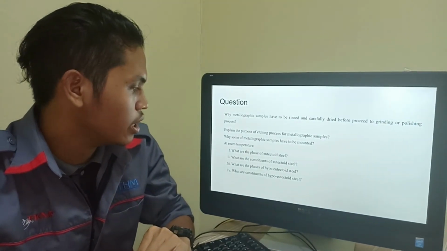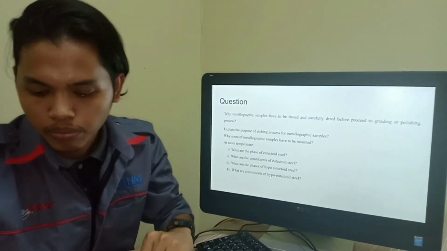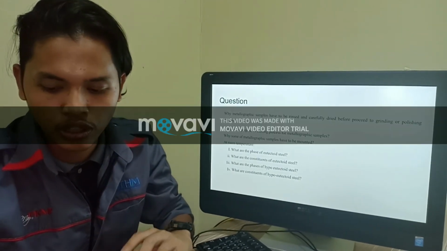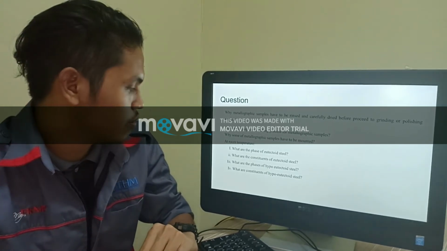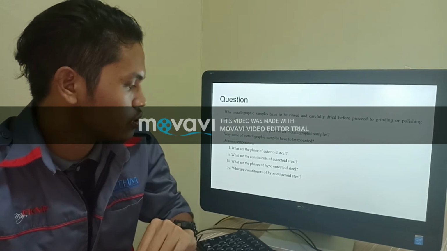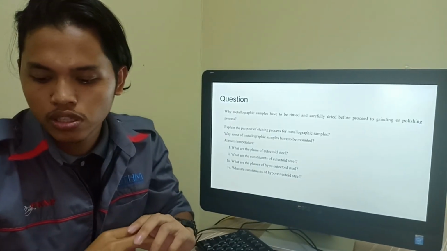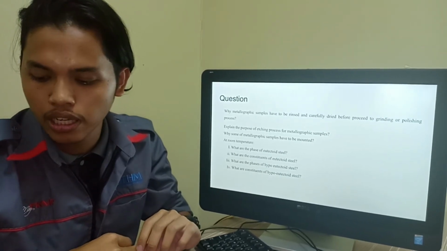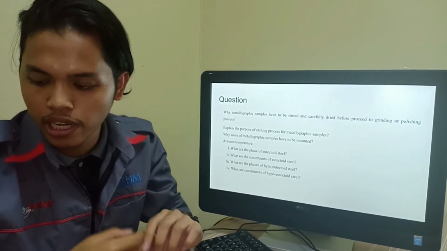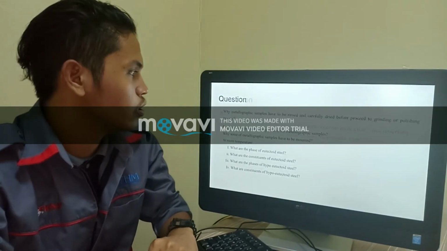The third one is what are the phases of hypoeutectoid steel? The phases for the hypoeutectoid steel are ferrite and cementite. The fourth one, what are the constituents of hypoeutectoid steel? The constituent for hypoeutectoid steel has less than 0.8% of carbon in its composition. It is composed of pearlite and alpha ferrite. So we go to the discussion.